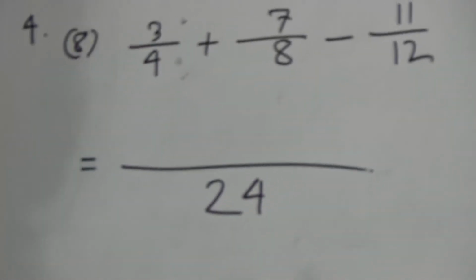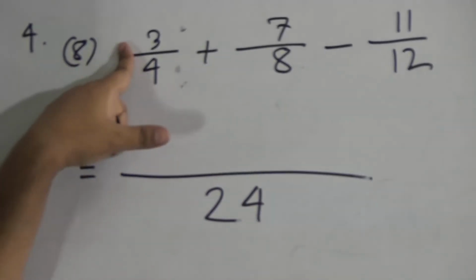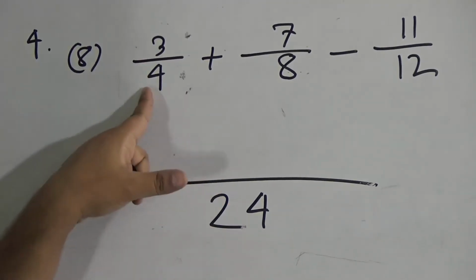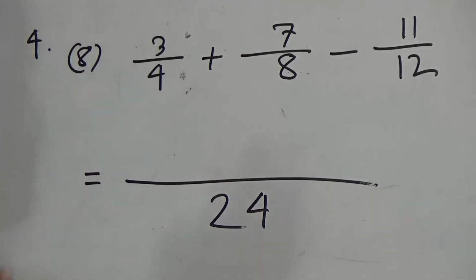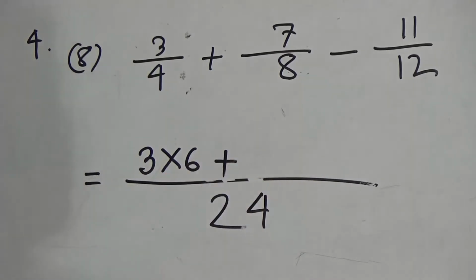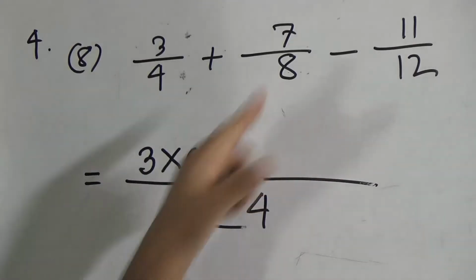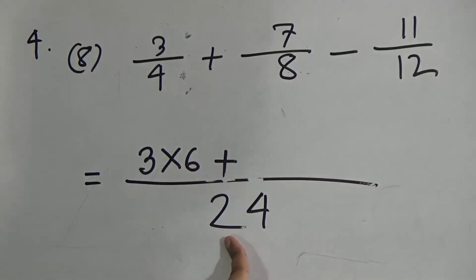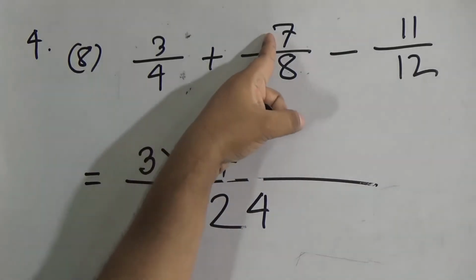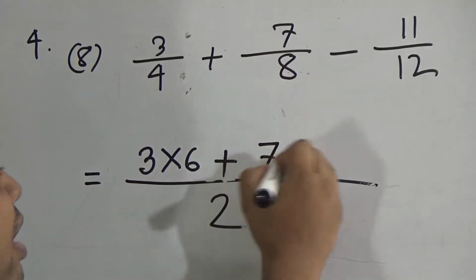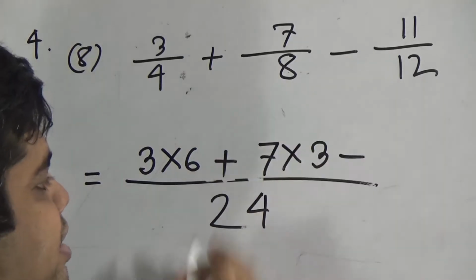Now we divide this 24 by the denominator of the first fraction, which is 4. If we divide 24 by 4, we get 6, and that 6 is multiplied with the numerator 3. 3 multiplied by 6. I hope you have understood. Now we divide this LCM by the denominator of the second fraction, 24 divided by 8, and we get 3, as 8 3s are 24. That 3 is multiplied with the numerator 7. So 7 is multiplied with 3. Then the minus sign is here.